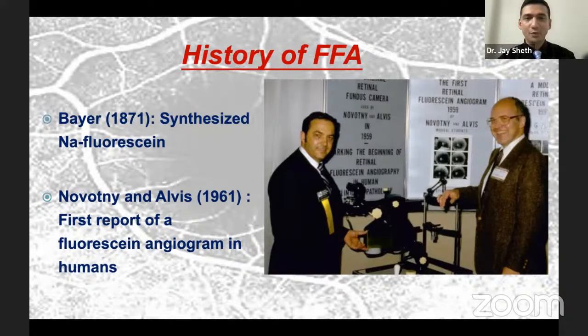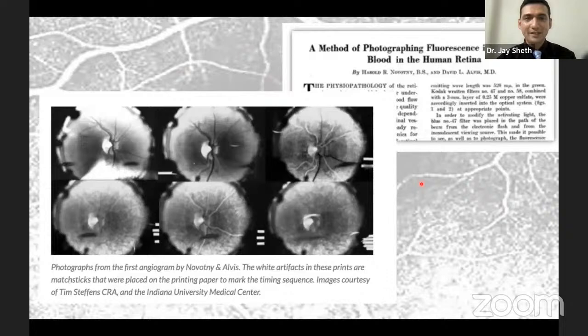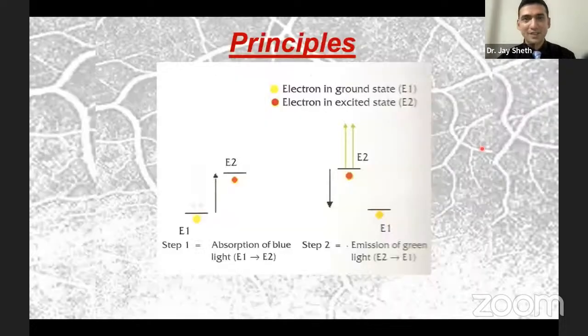The first reported case of a fluorescein angiography was performed by Novotny and Alvis, as we can see them in the picture. They presented their work way back in 1961. This is the image that they presented. This was the first fluorescein angiography that was done, and it was published in the year 1961 in the journal Circulation.